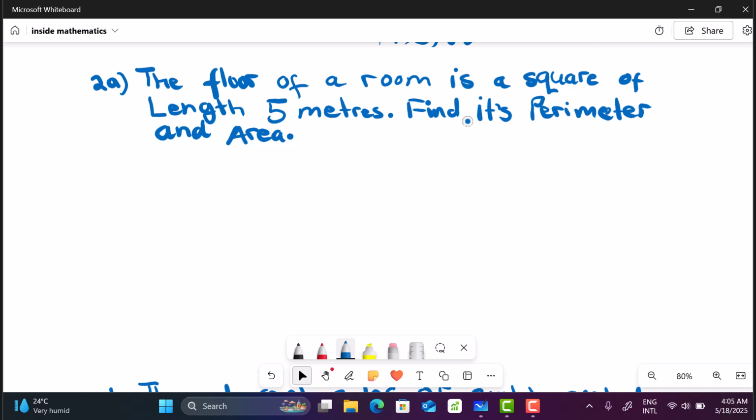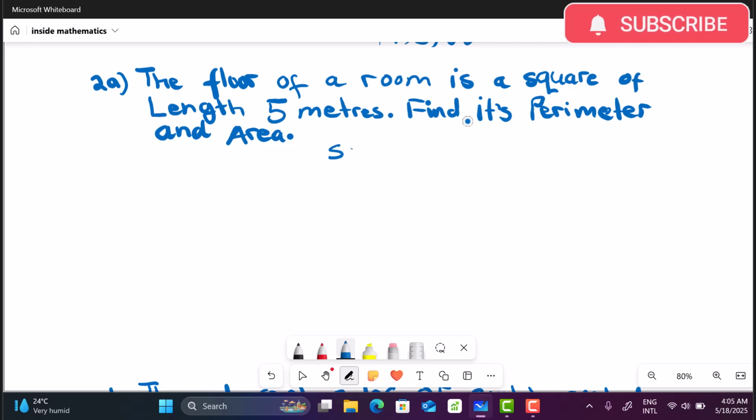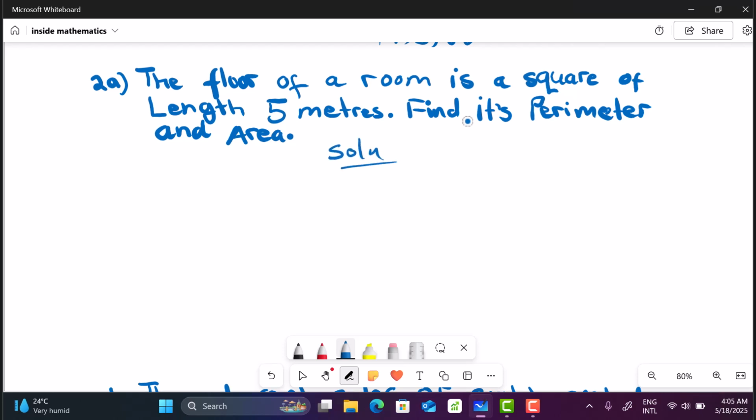So in our previous video, I gave you an exercise to do in which the floor of a room is a square of length 5 meters. Find its perimeter.